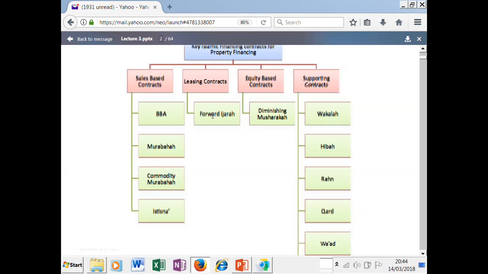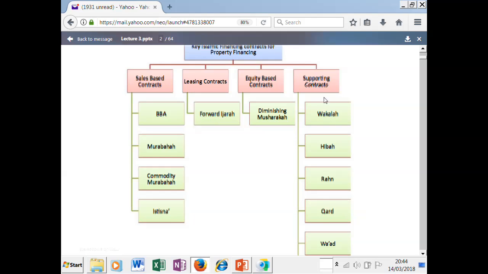Supporting contract, forward ijarah, but I need to check back. Forward ijarah, what does it mean? Is it salam, or is it only a forward contract? I'm not really sure about this.